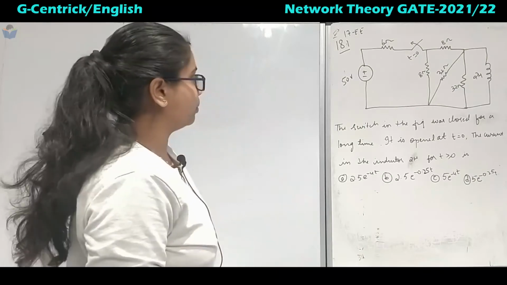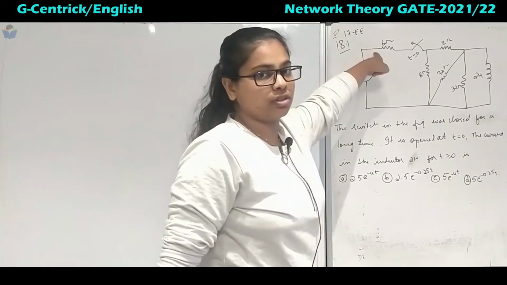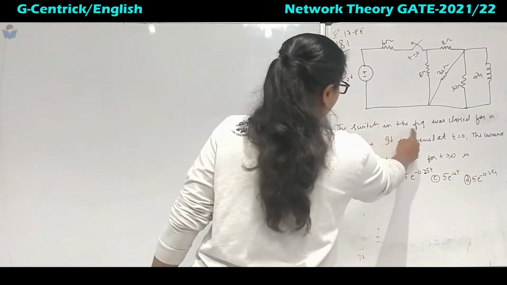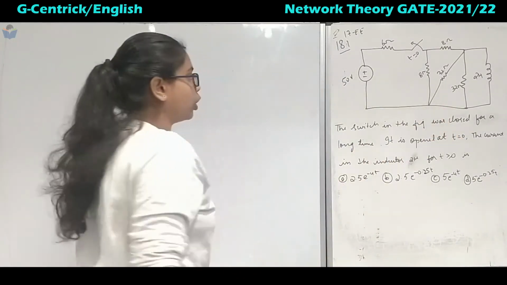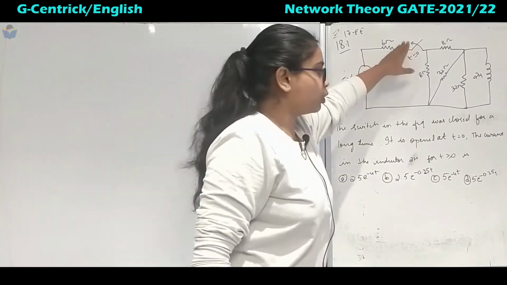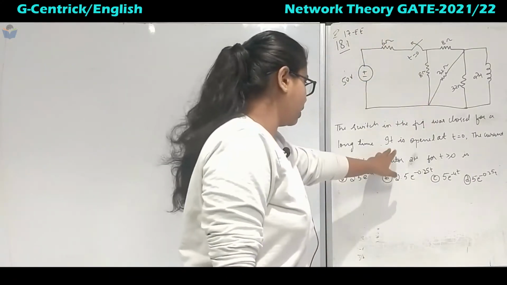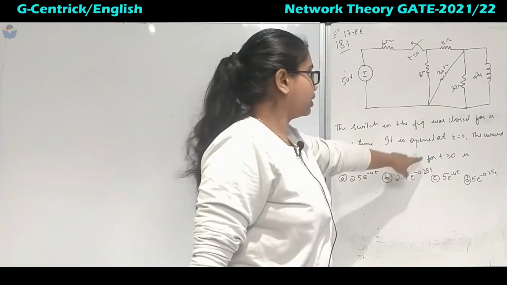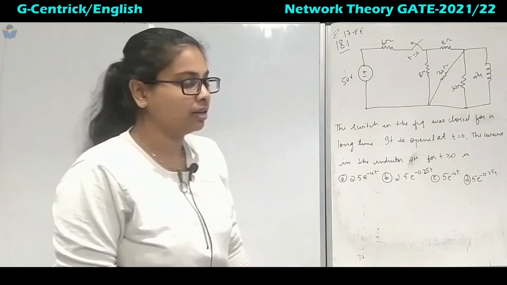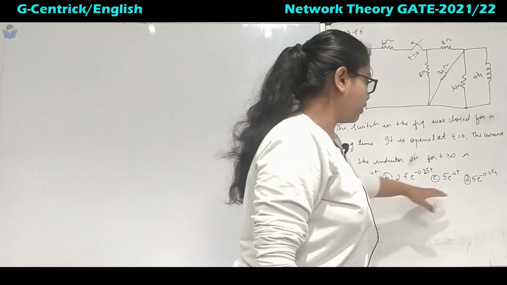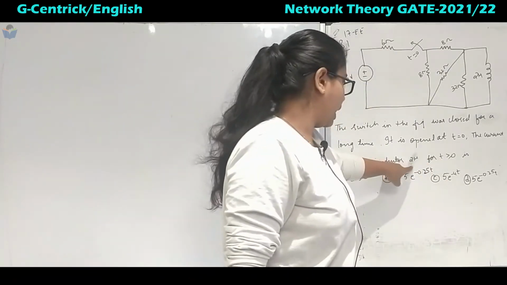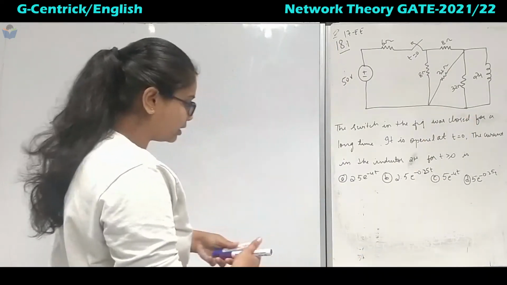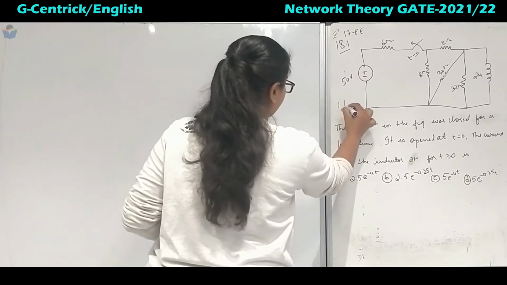So coming to question number 181, which was asked in GATE 2017 in the electrical branch. The question is: the switch in the figure was closed for a long time, but it is opened at t equal to 0. So the current in the 2 Henry inductor for t greater than or equal to 0 is, they have given these options. So for the current through the 2 Henry inductor, we have to form a generalized equation for IL of t.